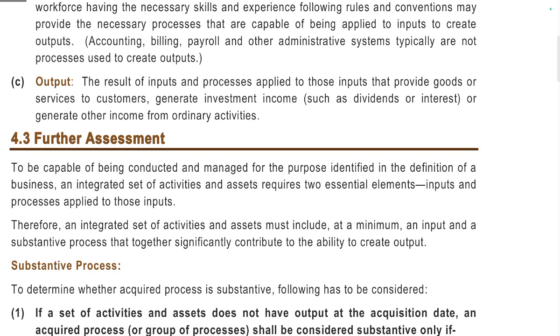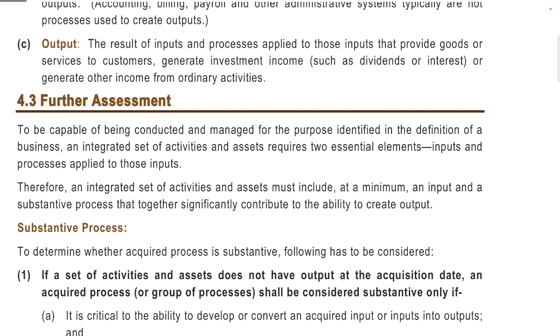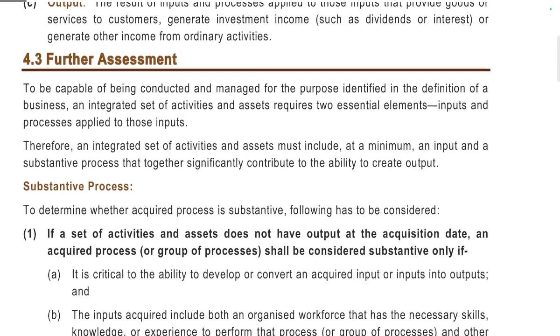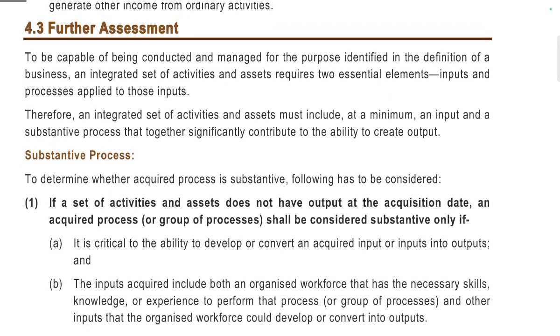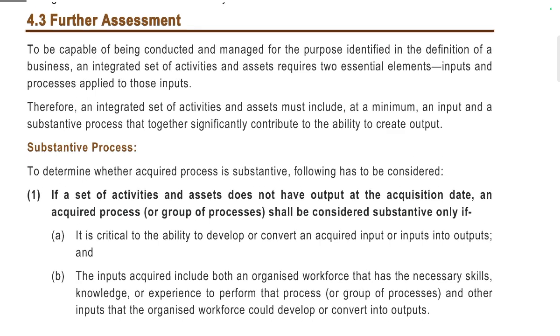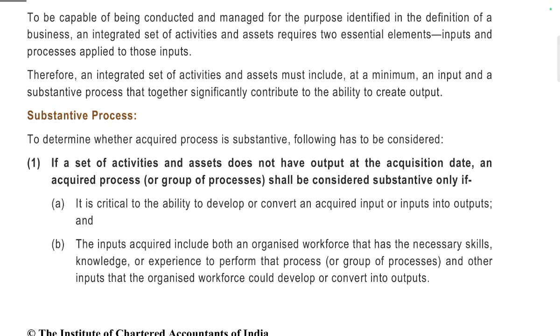Output is the result of inputs and processes applied to those inputs, which provide goods or services to customers, generate investment income such as dividends and interest, or generate other income from ordinary activities. Further, to be capable of being conducted and managed for the purpose of the definition of a business, the integrated set of activities and assets acquired must include two essential elements: inputs and processes applied to those inputs.